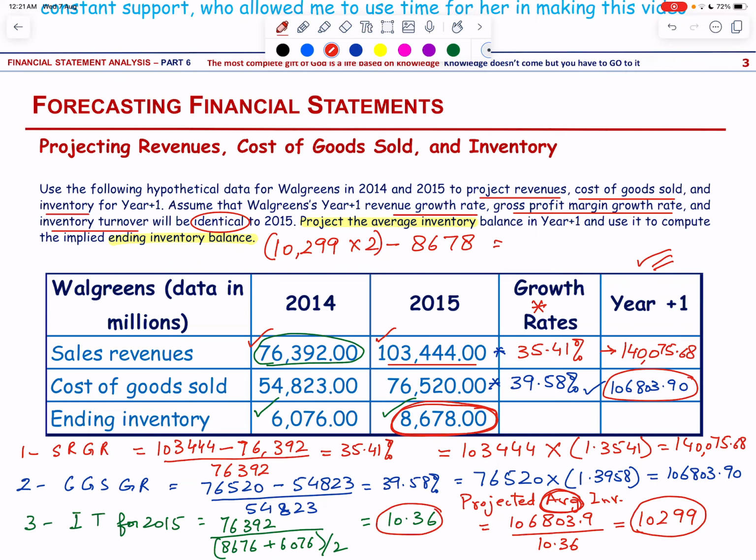Let me calculate. 10,299 times 2 minus 8678. This is equal to 11,920. So the projected ending inventory balance is 11,920. Okay, let us move on to the next exercise.